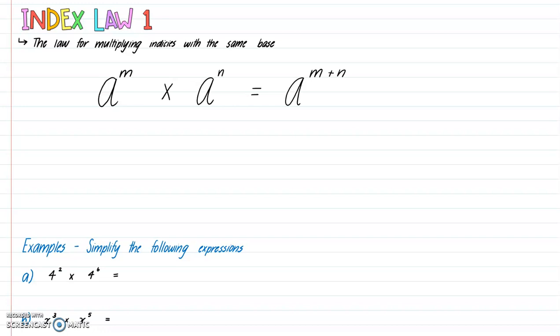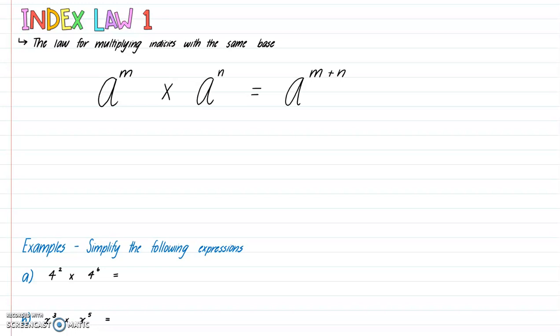Index law 1. The first index law is the law for multiplying indices with the same base. So that last part, with the same base, is vital for using index laws. If the base is different, these laws don't apply. So let's have a look at the general rule.